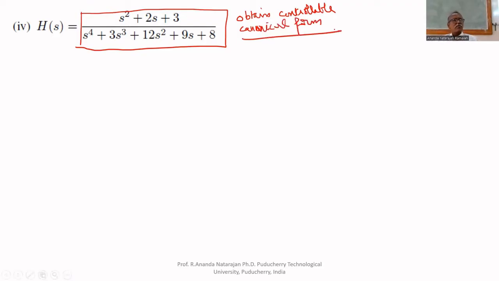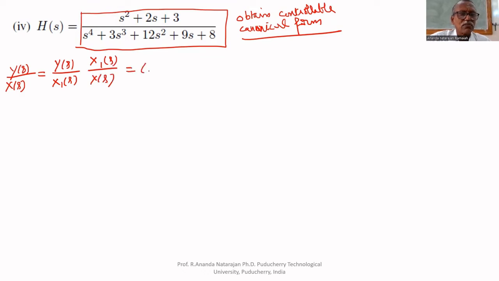Obtain controllable canonical form of realization means finding the physical system. So the first step: H(s) can be written as Y(s) upon X(s) equal to Y(s) upon X1(s) multiplied by X1(s) upon X(s). That is equal to (s square plus 2s plus 3) multiplied by 1 upon (s power 4 plus 3s cube plus 12s square plus 9s plus 8).